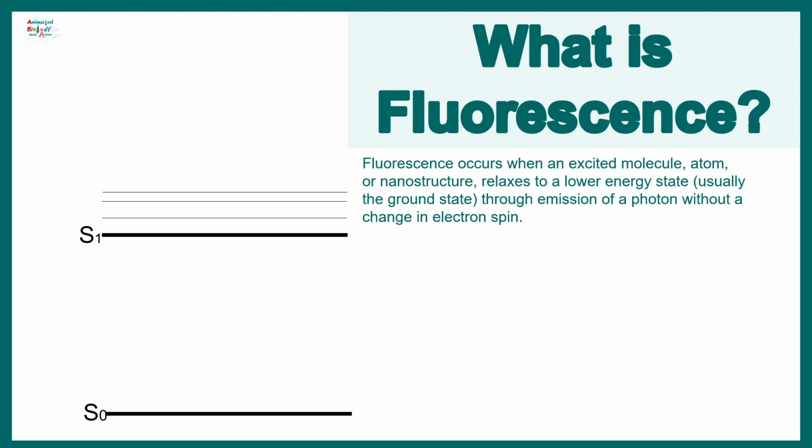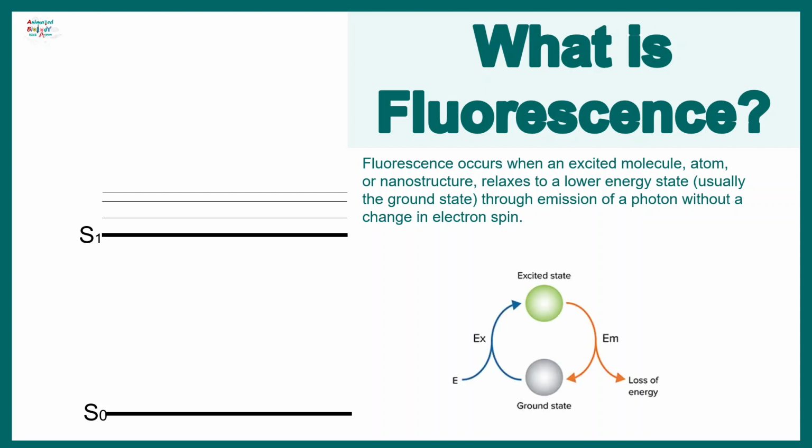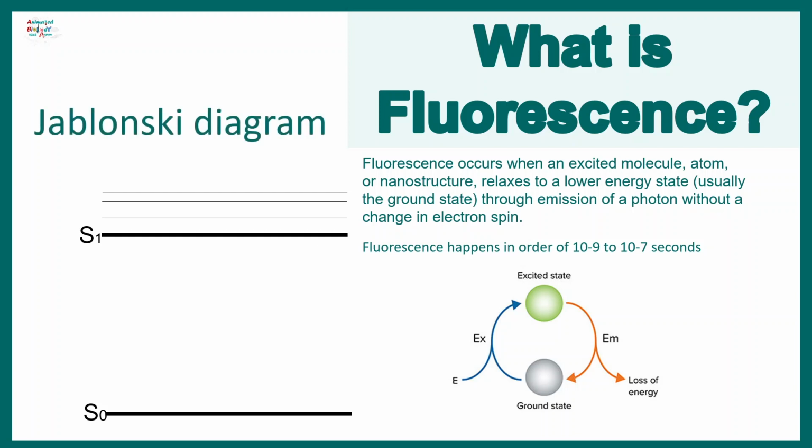Now let me try to explain this in a diagram. Here you can see some particular atom or molecule is in the ground state. With a particular excitation light, it gets into an excited state, then gets back to the ground state again, and in this process it emits energy, and that energy corresponds to a particular wavelength, and that's what we see as fluorescence. And this phenomenon happens in the order of 10 to the power minus 9 to 10 to the power minus 7 seconds.